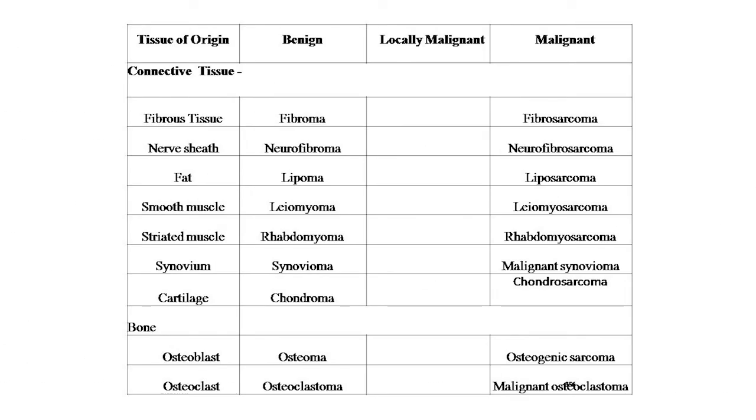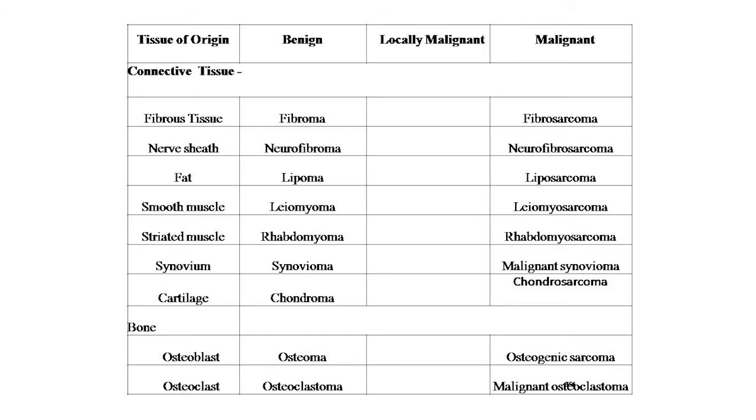Now, the second is the connective tissue origin, that is the fibrous tissue. Benign is a fibroma and malignant develops the fibrosarcoma. Nerve sheath connective tissue, benign neoplasm is neurofibroma and malignant is neurofibrosarcoma. Connective tissue of the fat tissue, benign is lipoma and malignant is liposarcoma. Smooth muscle, benign neoplasm is leiomyoma and malignant is leiomyosarcoma.